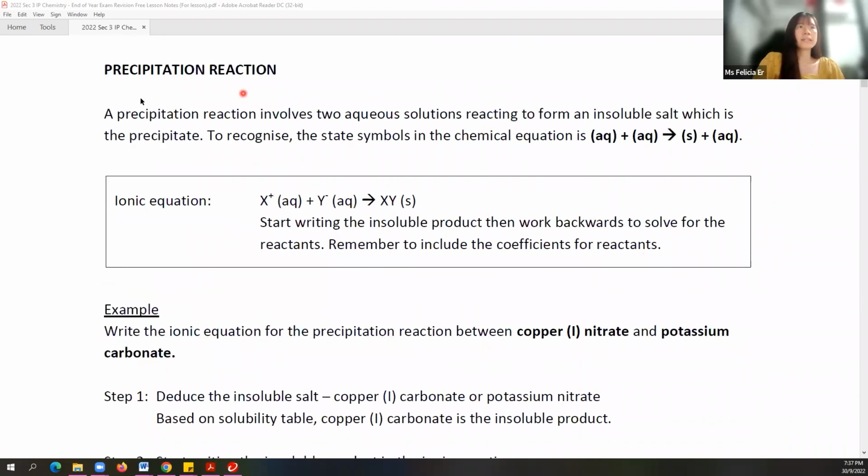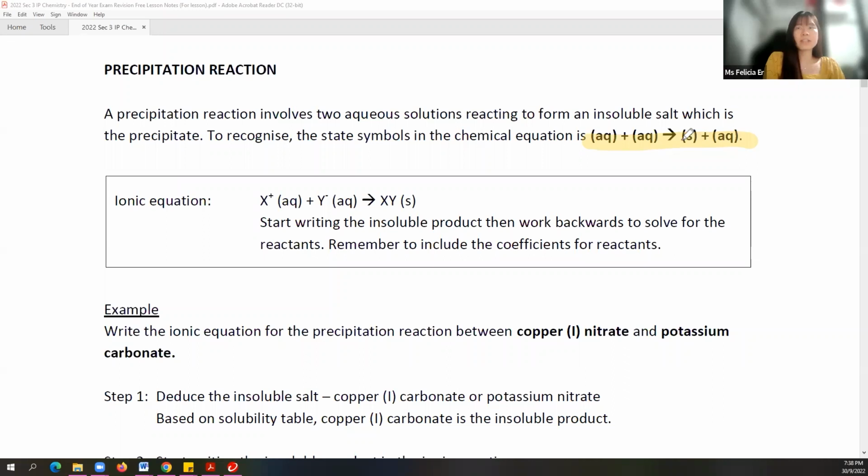Very straightforward. Next, for precipitation reaction. For precipitation reaction, there is also a shortcut. You don't need to write out the spectator ions. So what you need to do first is you need to be able to at least tell that this is a precipitation reaction. So how do you tell? You look at the state symbols again, because ionic equation always needs to have state symbols, right? As long as the chemical equation is like that, aqueous, aqueous, you get solid and aqueous. So it's like two liquids you mix together, suddenly got precipitate forming. That's why this solid is the precipitate, and that's why it is a precipitation reaction.